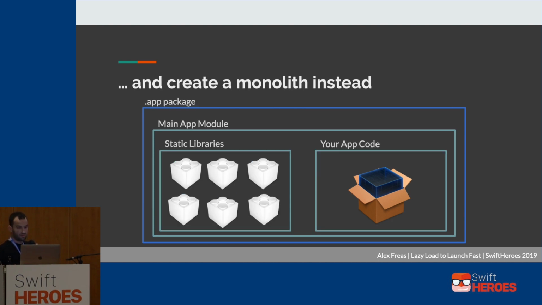And we want to create a monolith instead. We basically want to take the main app module and package all of the dependencies along with that binary. So these static libraries are sitting in the same file as your compiled app code. And this means that all of the computation that needs to be done as to where to put these dependencies, where the symbols are, where the addresses are, has all been done at compile time rather than at launch time. So you kind of front load the computationally expensive part of this task to the compiler.